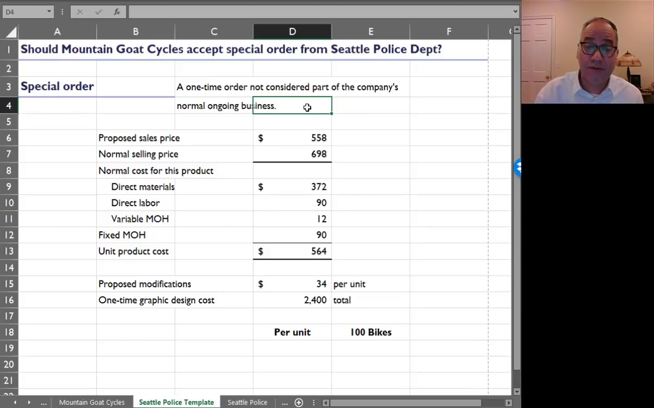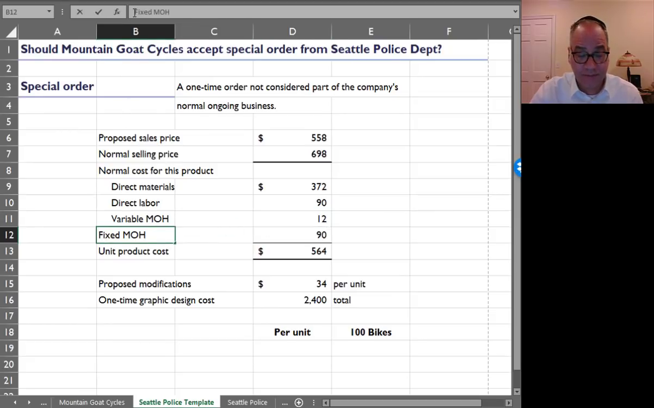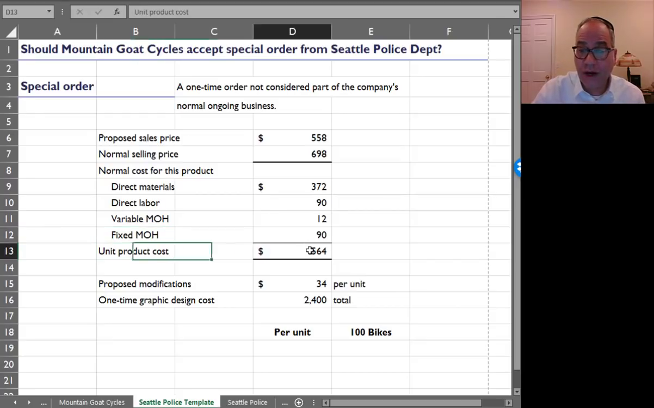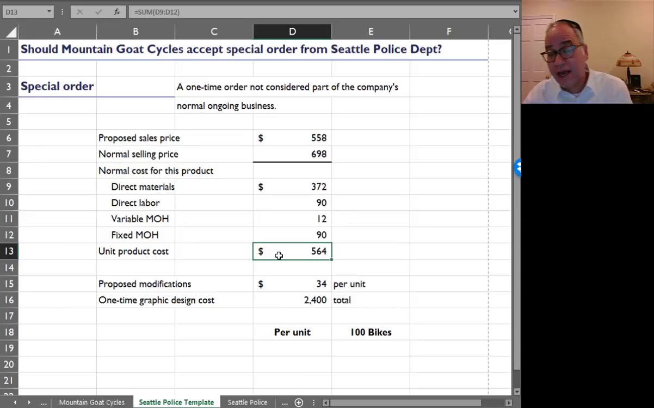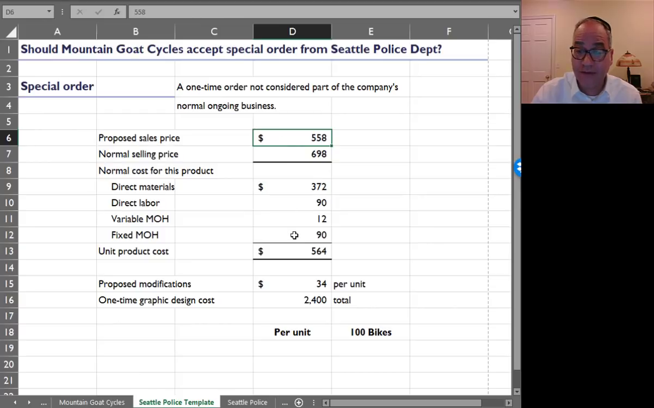The proposed sales price is $558, that's what the police department is willing to pay. The normal selling price is $698, so they want a discount. The normal cost for making this particular model is $372 for direct materials, $90 for direct labor, variable manufacturing overhead of $12, and fixed manufacturing overhead of $90. So the total product cost is $564, and normally you would say no because you have all that fixed manufacturing overhead and you can't even cover that for $558.